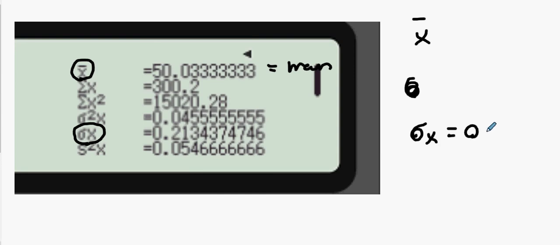X bar means the mean. The mean of my data was 50.03. So if any of you choose X bar, that gives you the mean. Is that okay? Now, everybody will also see something down here called sigma X. Sigma X is my standard deviation. This has a standard deviation of 2.13.